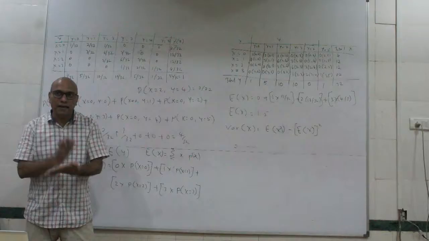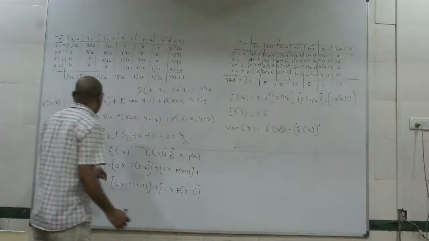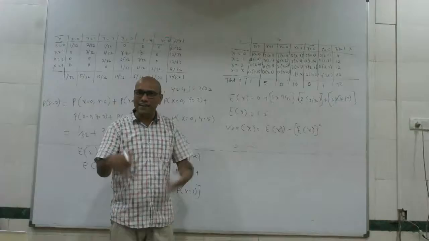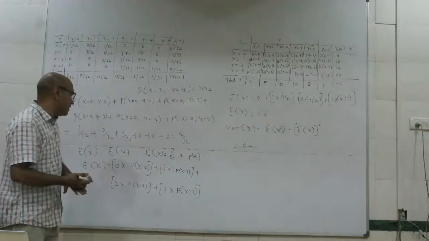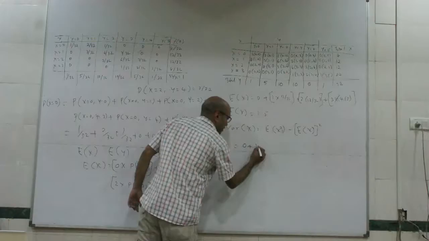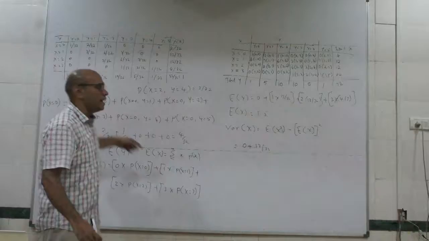My first value of x is 0. 0 square multiplied by anything would be 0, so I'm not much bothered about that. My x is 1. 1 square is 1 multiplied by its probability. What is the probability of getting x equal to 1? 12 by 32 remains 12 by 32, because I'm multiplying it by x square, and 1 square is 1.